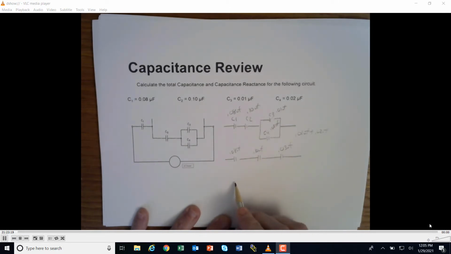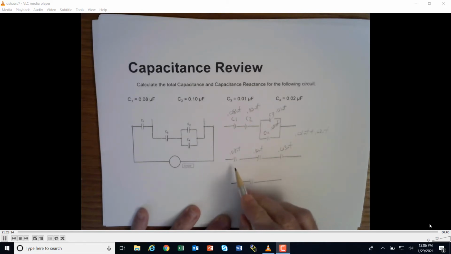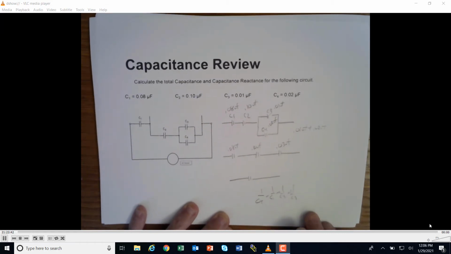And then this circuit right here gets condensed into the total. Okay, but it's not this plus this plus this like it was for resistors. Capacitors in series are solved by getting 1 over the total is equal to 1 over C1 plus 1 over C2 plus 1 over C3, etc. Right? So we got to go 1 over 0.08 plus 1 over 0.1 plus 1 over 0.03, and then we need to flip it.